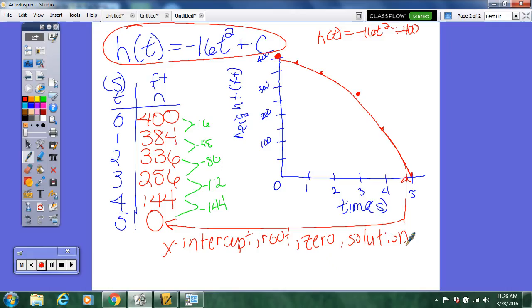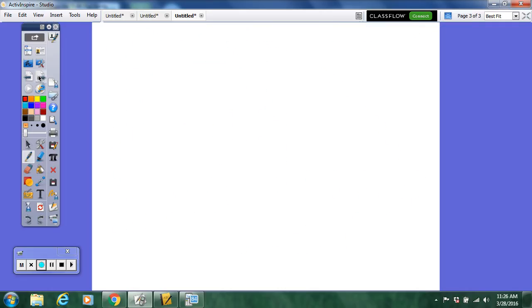Yes. Almost. What's going to change in our equation? C's going to change. What's C going to be this time? 12,000. C's going to be 12,000. Alright, so we got h of t equals negative 16t squared plus 12,000.